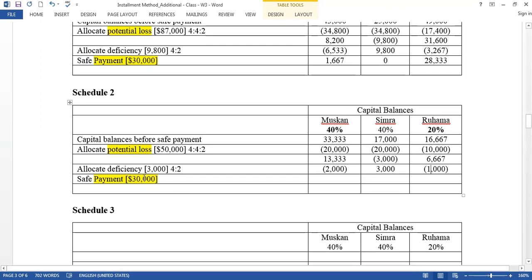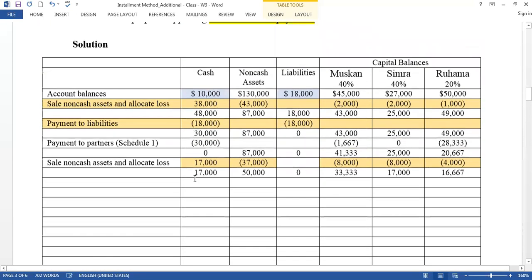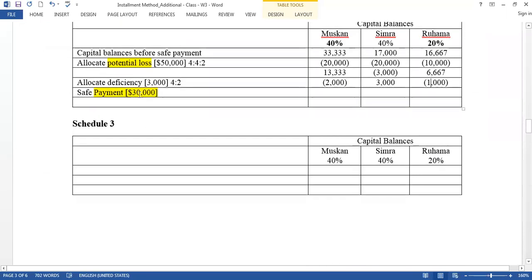Now after that we have the safe payment. How much safe payment do we actually have according to this question? $17,000. So the safe payment is $17,000, and this safe payment is going to be allocated to them. So Simra is not going to receive any money because she still has a capital deficiency, right? She's not going to receive any money. So Muskan will receive 11,333, and Ruhama will receive 5,667. So this is the safe payment of $17,000.